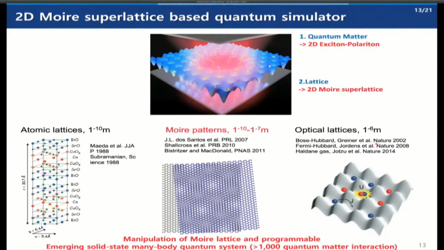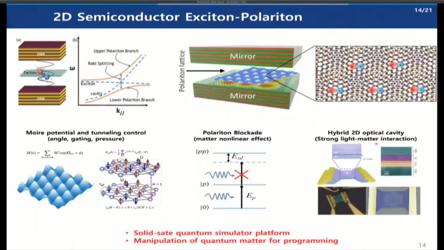So with our 2D semiconductor exciton polariton, we will form the exciton polariton with the Moire pattern with something like this kind of structure. But there are a lot of parameters to control the localization or tunneling, such as a change of angle, electrostatic gating, or applying pressure.